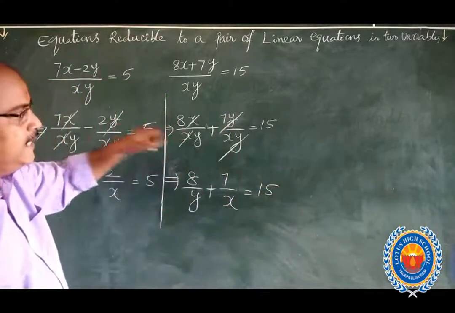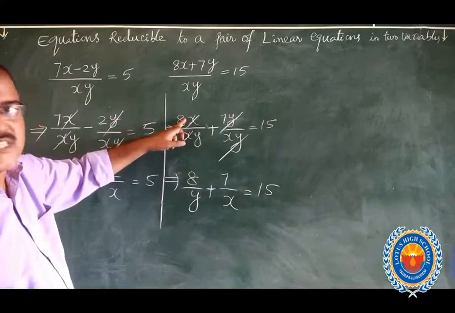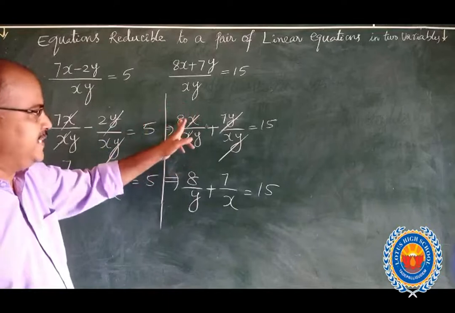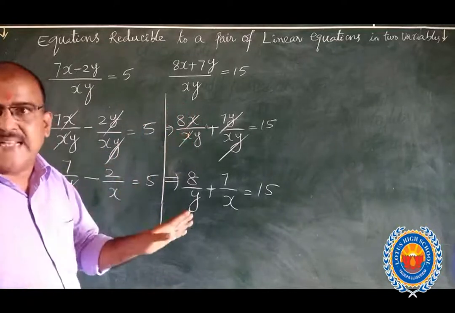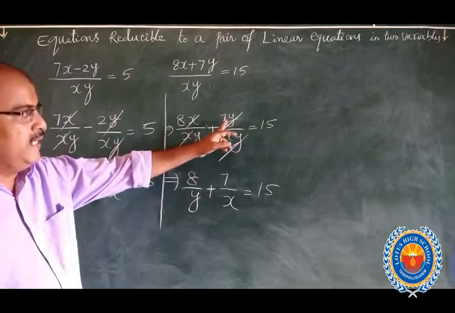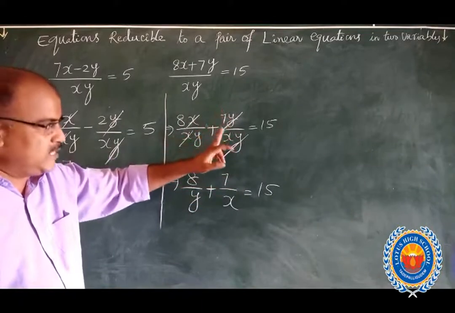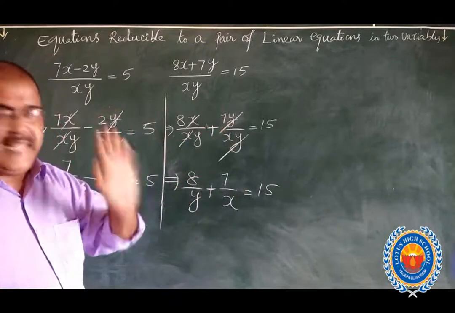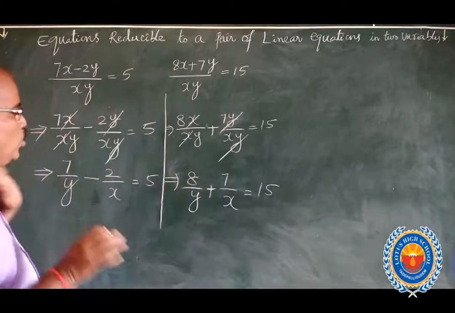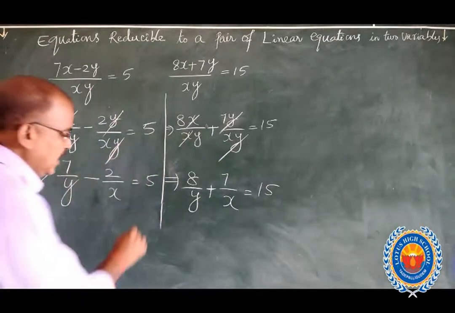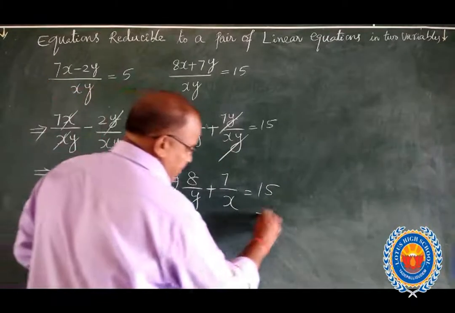When it is cancelled, only here multiplication symbol is there, 8 into x, x into y, then only we can cancel. If it is 8 plus x, x plus y, we cannot cancel. Understand that? Here also, if it is 7 plus y, x plus y, we cannot cancel. Here 7 into y and x into y. That's why we cancel and we got two new equations. This is equation 1 and equation 2.